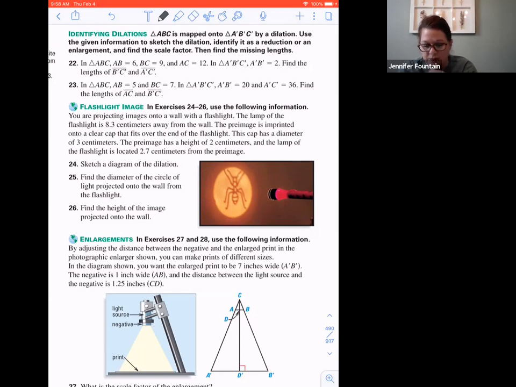Number 24 says to sketch a diagram of the dilation that will help you to find the diameter of the circle. And we may end up doing that. I want you to attempt number 25, but we'll definitely go over that one and how to do that. Okay.